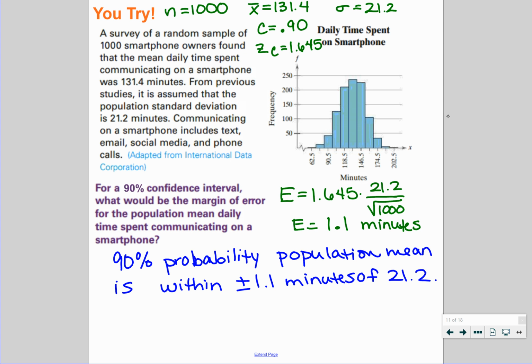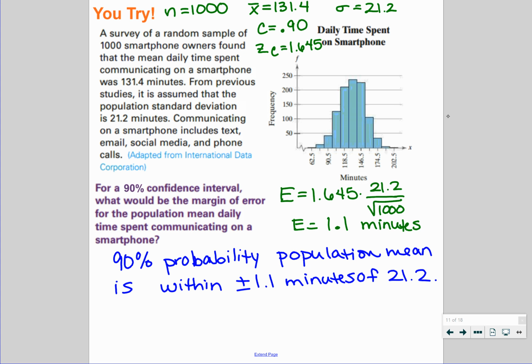So what does that mean? Two ways to word this. Either there's a 90% probability, or we can be 90% confident that our population mean that we're trying to estimate here is within 1.1 minutes of that 21.2 estimate from the sample. Okay? Everybody get that 1.1 okay? Get the error? Yes? Okay.